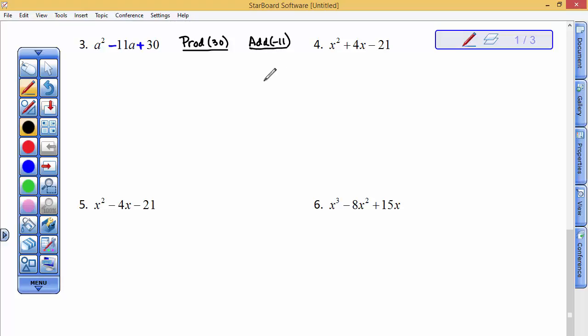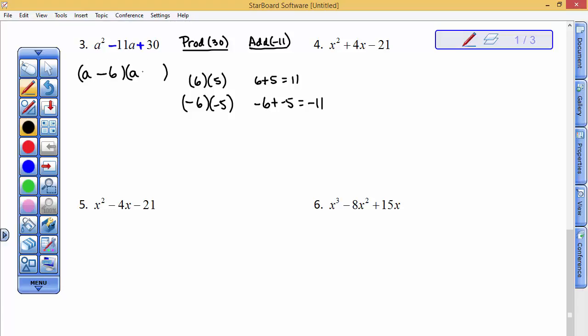6 and 5 multiplies to be 30, but 6 and 5 doesn't add to be a negative 11, it adds to be a positive 11. So by chance do you think of a negative 6 and a negative 5? It multiplies to be 30, and adds to be the negative 11. So you'd come on over here and you'd put an a in the front of each of these because you need their product to be the a squared, and then a minus 6 in one of them, a minus 5 in the other, and FOIL it to check it.